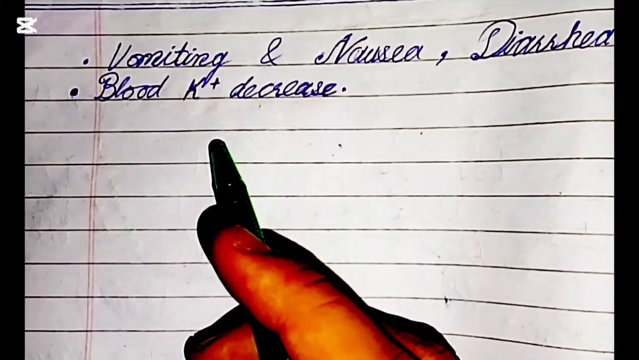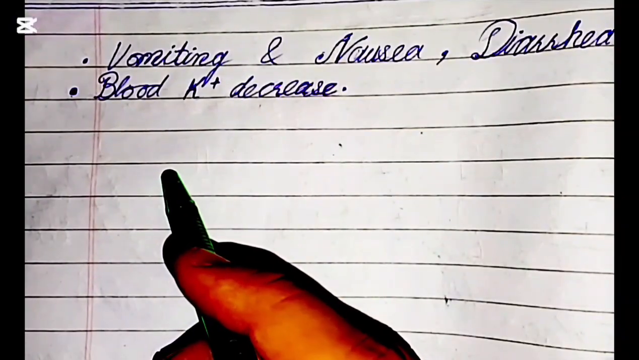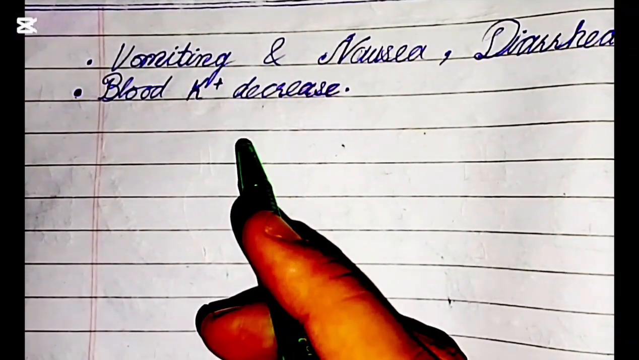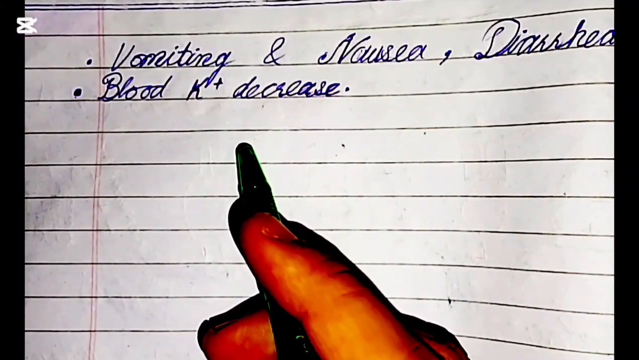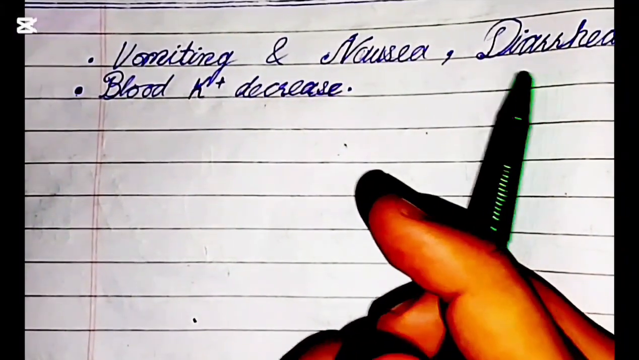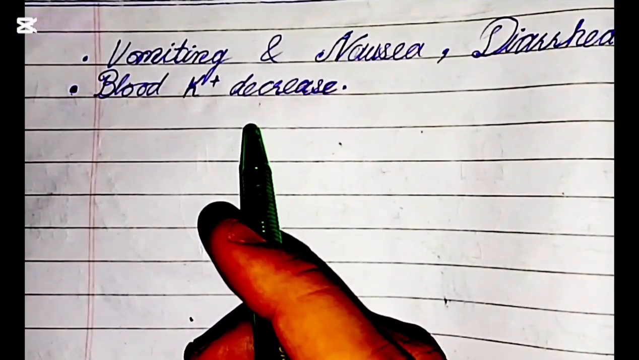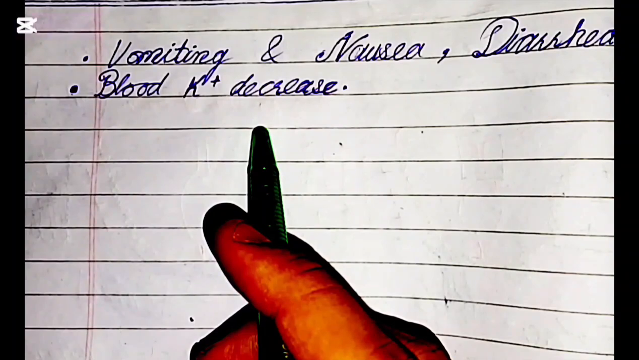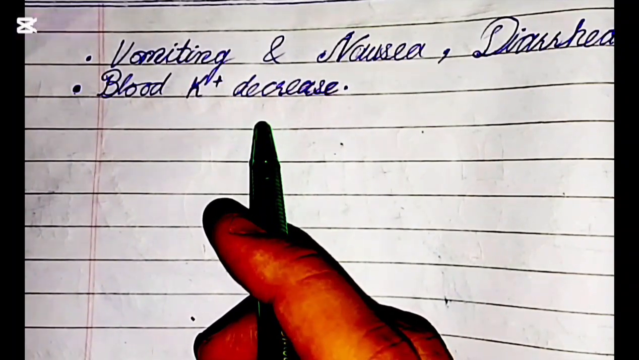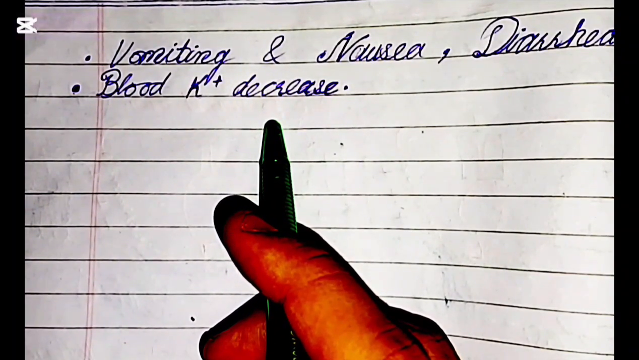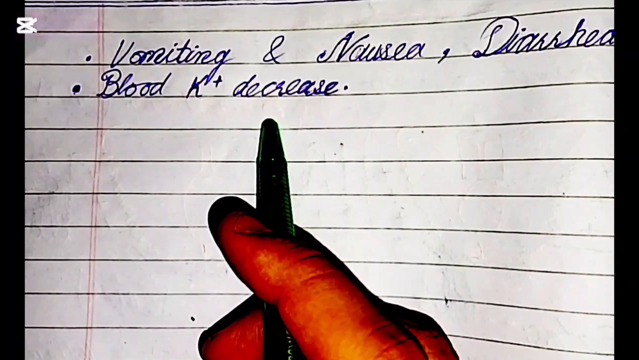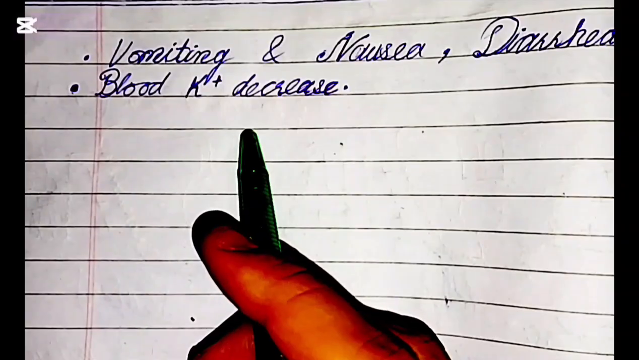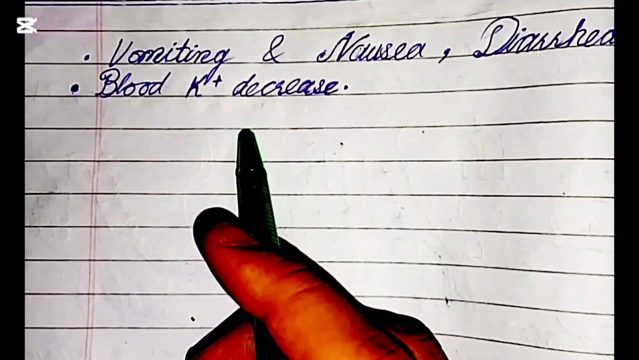And due to GIT involvement, it also causes vomiting, nausea, and diarrhea, etc. As the smooth muscles of the large intestine and small intestine don't contract properly, it causes diarrhea. And vomiting means muscles of the stomach can't contract properly, and as we have the cardiac sphincter there, which is also not contracting properly, it causes antiperistalsis, means vomiting. And nausea is caused by improper contraction of the stomach.